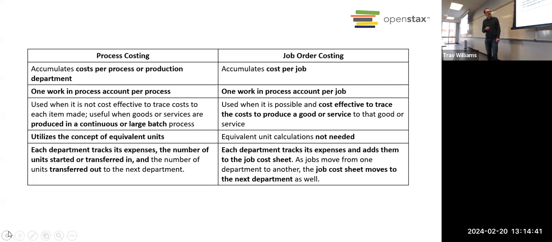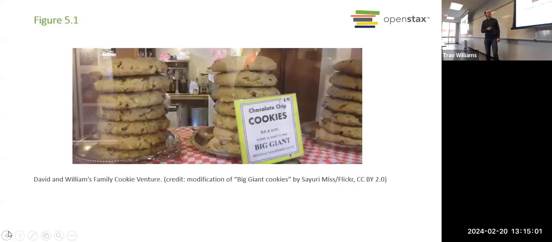And each department tracks its expenses and then they get added to the job cost sheet and the work in process account for that particular job. Okay. And then that sheet just moves from department to department. So again, pretty different approaches from last week.